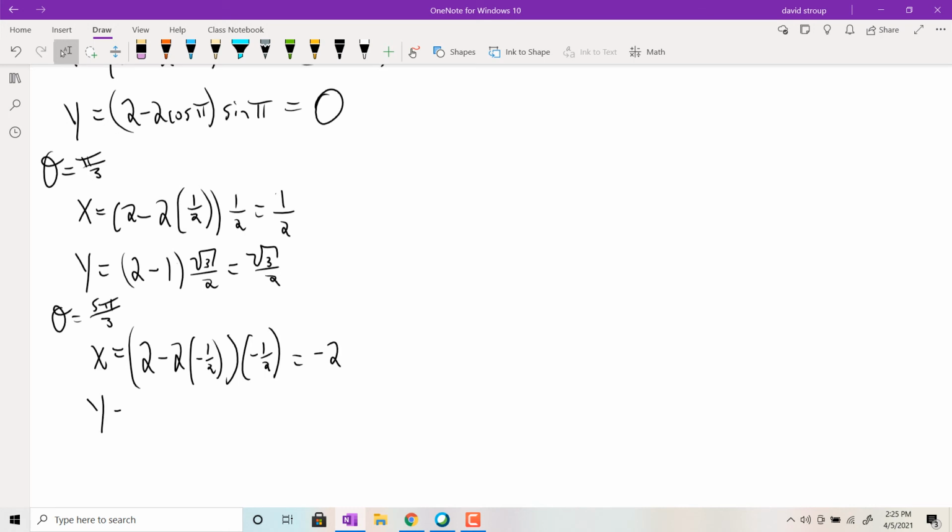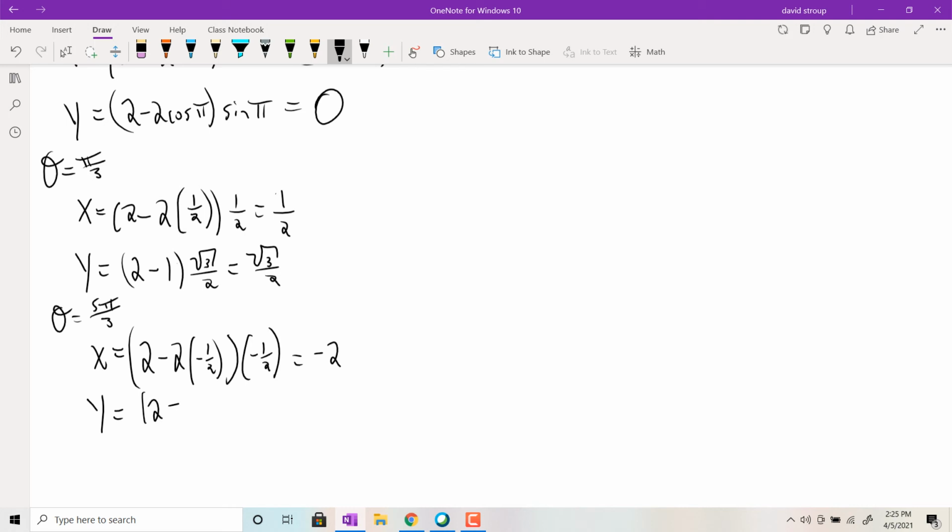And then the y coordinate, which totally doesn't seem right. What did I do wrong? Maybe they only want the r theta coordinates. Well, okay, so let me figure this out anyways.